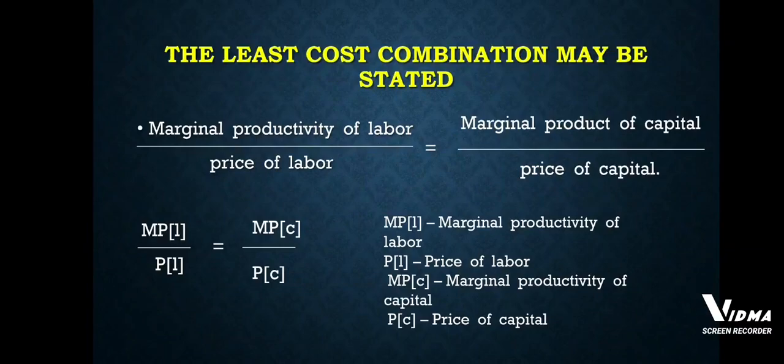Next, the least cost combination may be stated. So the following gives the way in which the least cost combination may be stated. The marginal productivity of labor divided by the price of labor is equal to the marginal product of capital divided by the price of capital. The marginal productivity of labor can be denoted as MPL and the price of labor can be denoted as PL. The marginal productivity of capital may be denoted as MPC and the price of capital may be denoted as PC.